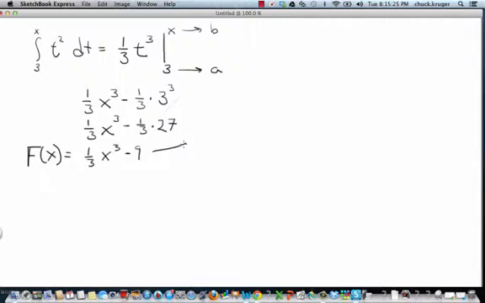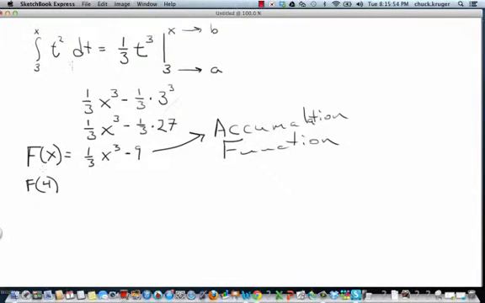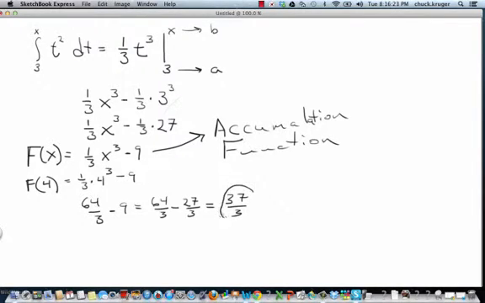Okay. And this is called an accumulation function. By that I mean if I put in a 4, that'd be like integrating t from 3 to 4. And I would have 1/3 times 4 cubed minus 9. And in this case, 4 cubed is 64. 64 over 3 minus 9 is equal to 64 over 3 minus 27 over 3, which gives me 37 over 3. So I've accumulated this much area.